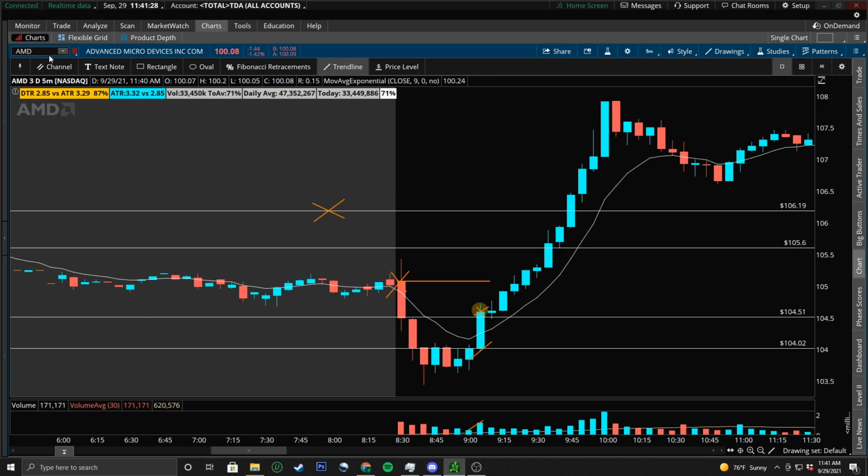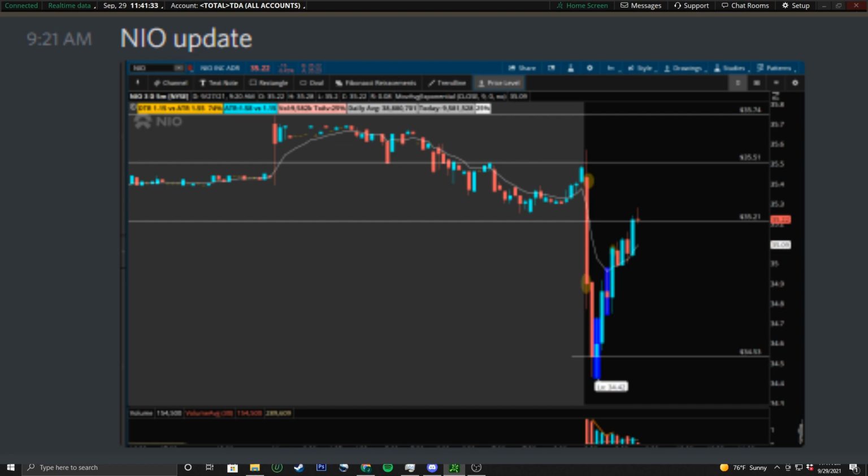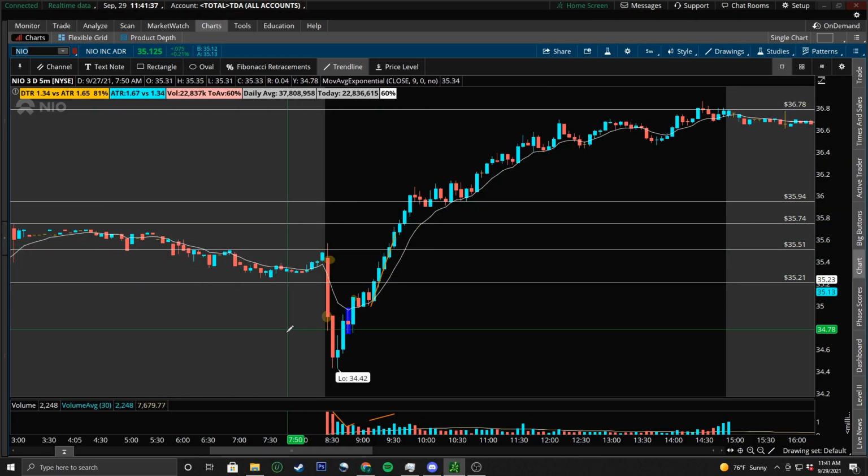And again, I'm on the 5-minute. You can do this on the 10-minute as well, but I prefer the 5-minute for this strategy. We also had NIO. As you can see, we're a few days back. But we also had NIO, same exact day, same exact strategy. It was identical trading, so we had both at the same time.